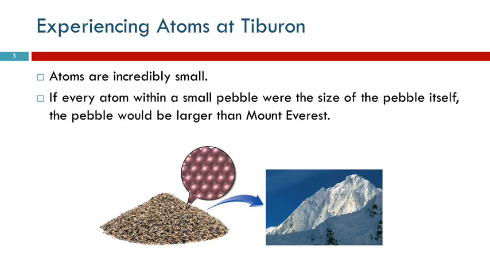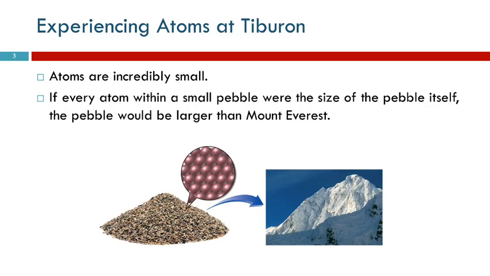Atoms are mind-bogglingly small. It's really hard to get your head around how small they are. So analogies are helpful here. If we looked at one pebble, like one grain of sand, and you looked in to see how many atoms are in one grain of sand, okay? So you take the atoms in one grain of sand. If those were as big as a grain of sand, they would be larger than Mount Everest.